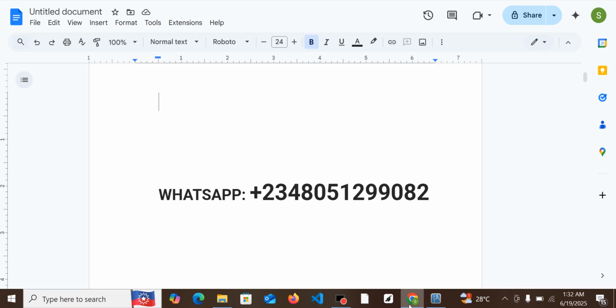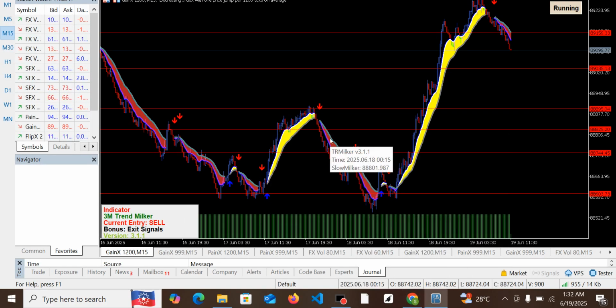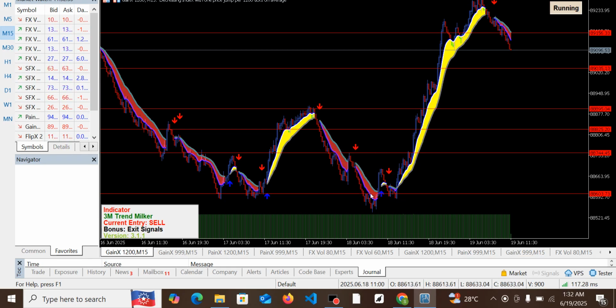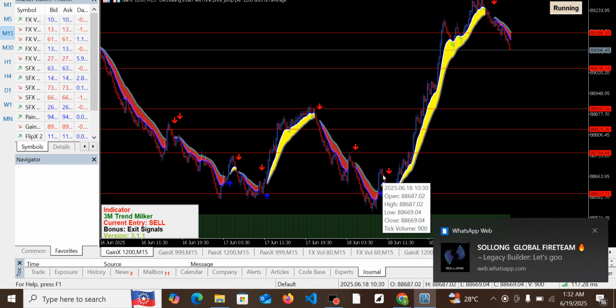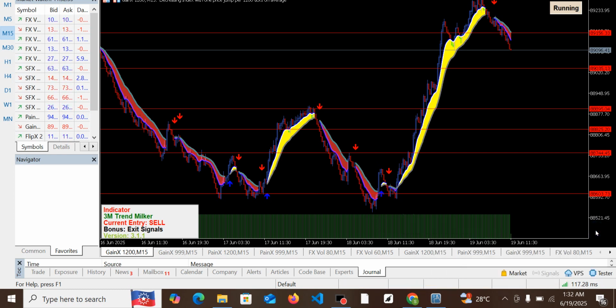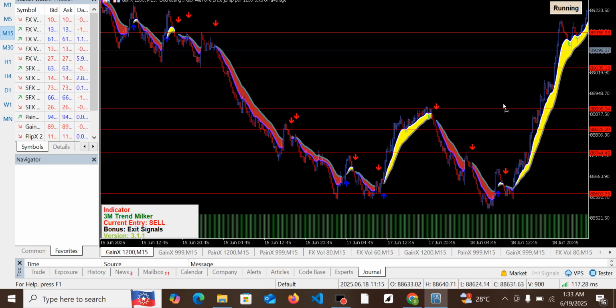So quickly, let's go straight into what we have right here. This is Gain X 1200. I told you that we made a lot of profit from it yesterday within the Telegram channel, just for trading the spikes alone. The spikes actually started from here. Before I show you yesterday's trading activities, let me go back a bit.